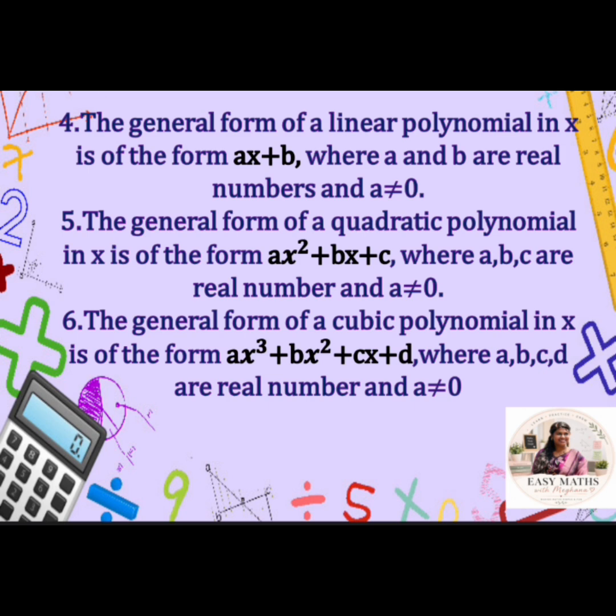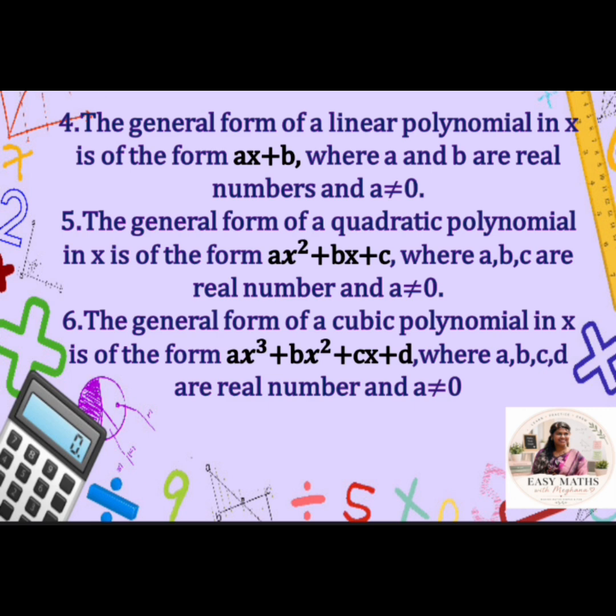In the case of quadratic polynomial, the general form of a quadratic polynomial in x is of the form ax square plus bx plus c, where a, b, c are real numbers and a is not equal to 0. In the quadratic polynomial, the general representation we can tell it as ax square plus bx plus c, where a, b, c are real numbers and a is not equal to 0.